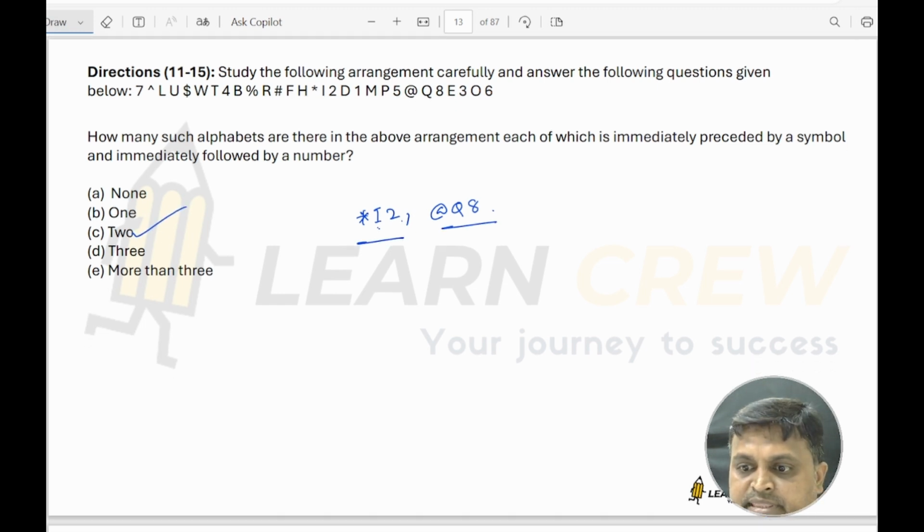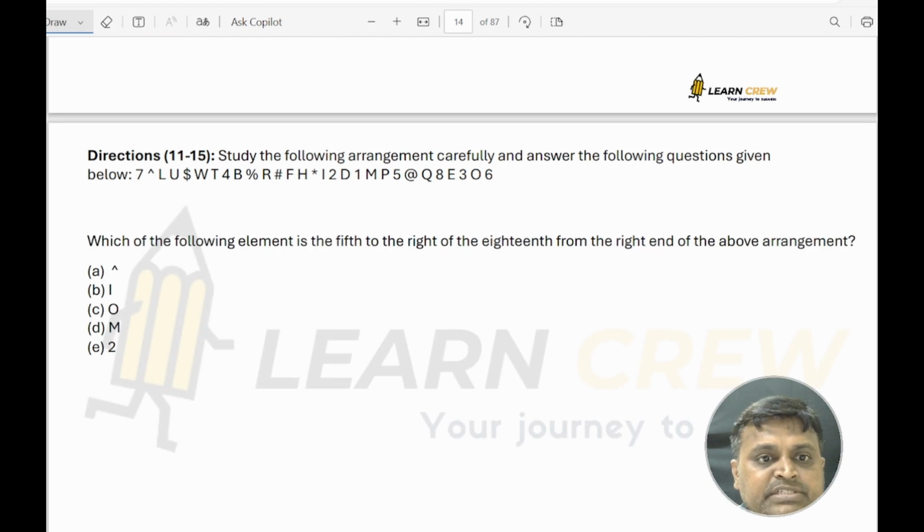So 2. Next. Which of the following elements is the 5th to the right of the 18th from the right end of the above arrangement? 1, 2, 3, 4, 5, 6, 7, 8, 9, 10, 11, 12, 13, 14, 15, 16, 17, 18. From here, fifth to the right. 1, 2, 3, 4, 5. So it is 2. The answer is 2.